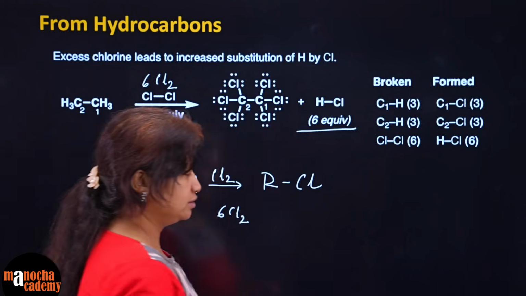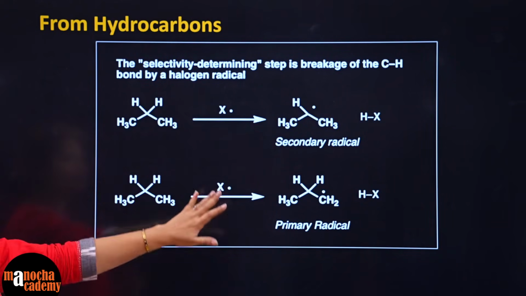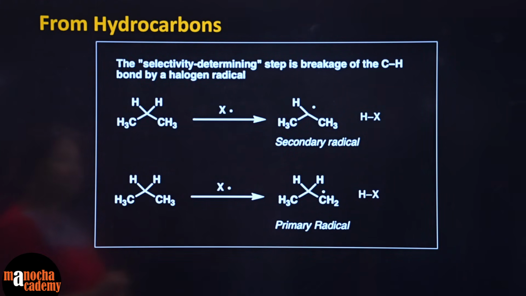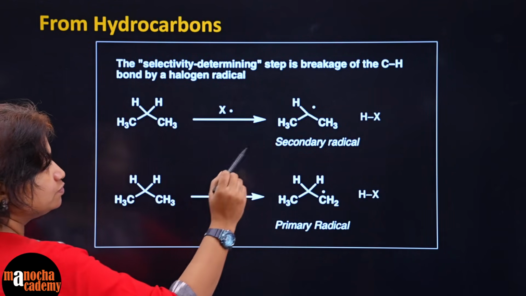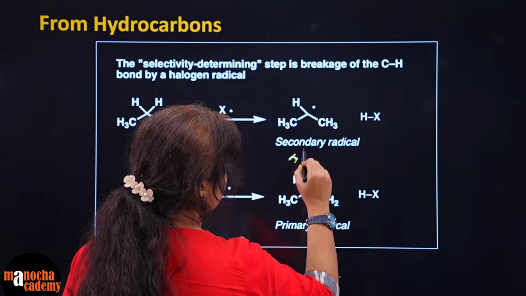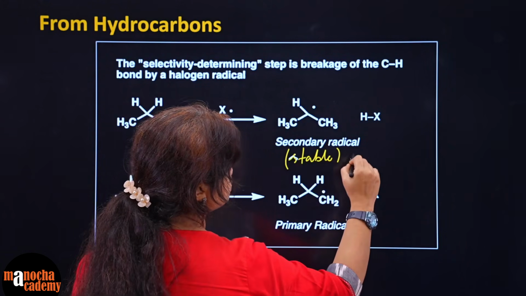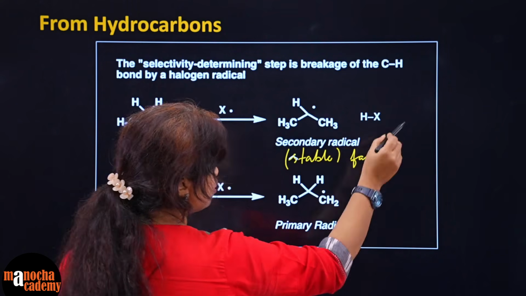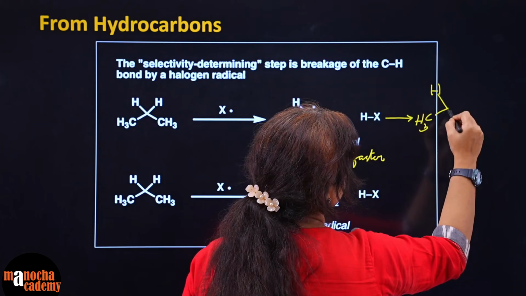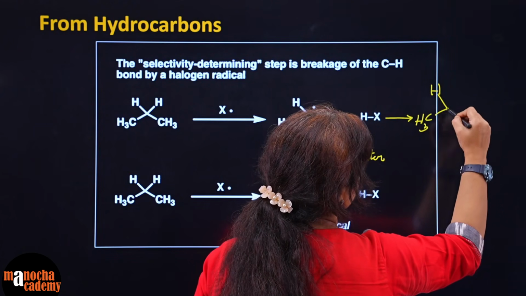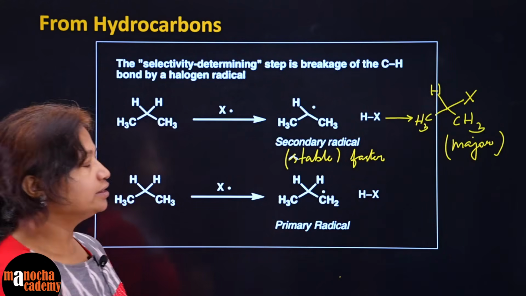That's the concept. Okay, I have a question here. The selectivity I already mentioned. This is a different slide. See, this is a secondary alkyl halide versus a primary alkyl halide. This is more stable, and so this will form faster. Accordingly, the corresponding halo compound will be the major product. This is the explanation I already gave you.